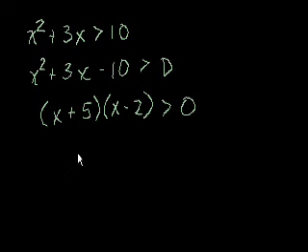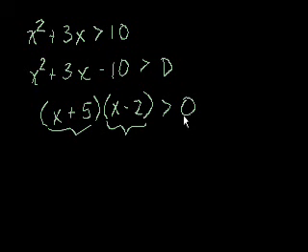Now, this is the part where it's going to become a little bit more difficult than just your traditional factoring problem. We have two numbers, I guess you could view it. We have x plus 5, I view that as one number. Or I guess we have two expressions. We have x plus 5, and we have x minus 2. And when we're multiplying them, we're getting something greater than 0, right?